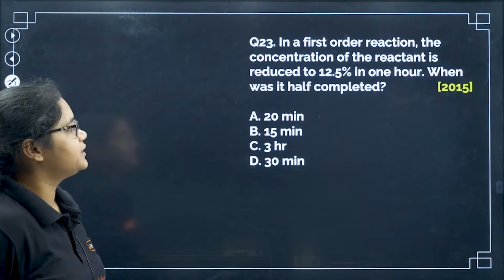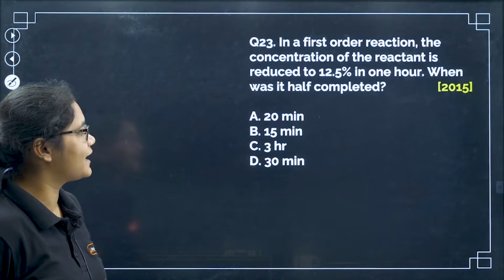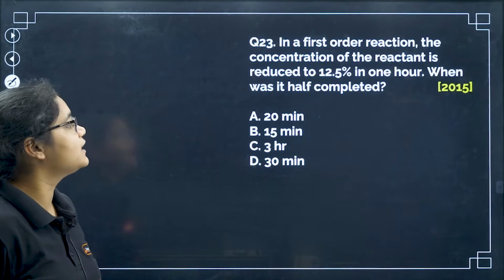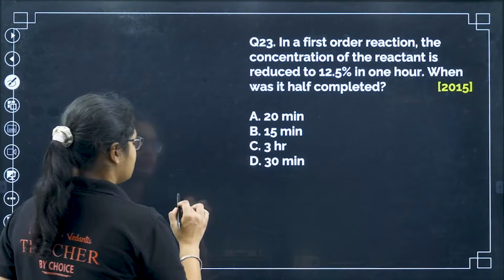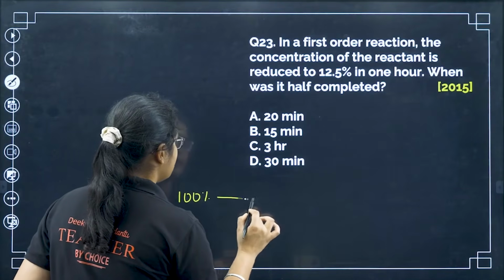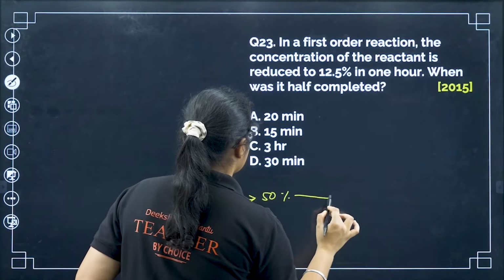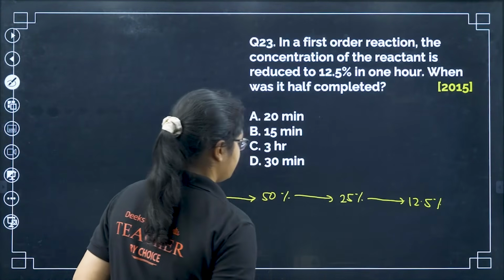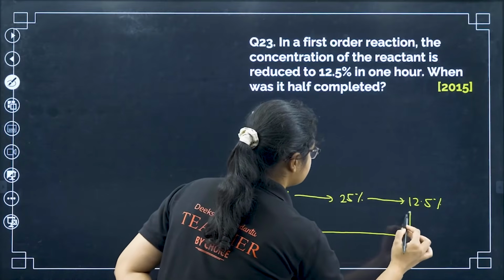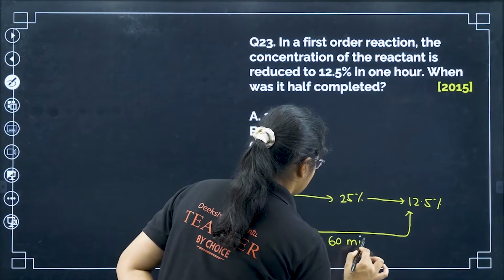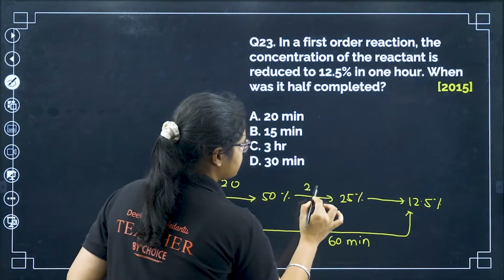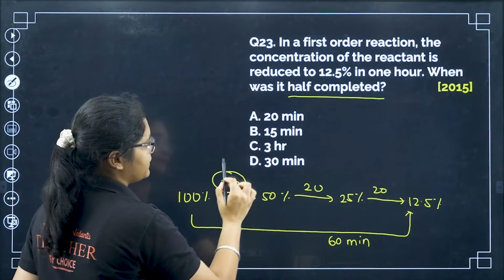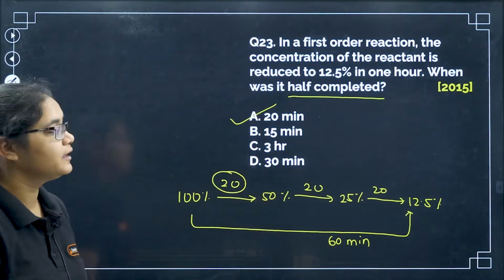Moving to the 23rd question: in a first order reaction the concentration of the reactant is reduced to 12.5% in 1 hour. Then when was it half completed? If I see 100%, it became 50%, then 25%, then 12.5%. This all took 60 minutes, so each step would have taken 20 minutes. So it was half completed in 20 minutes. That is option number A here.